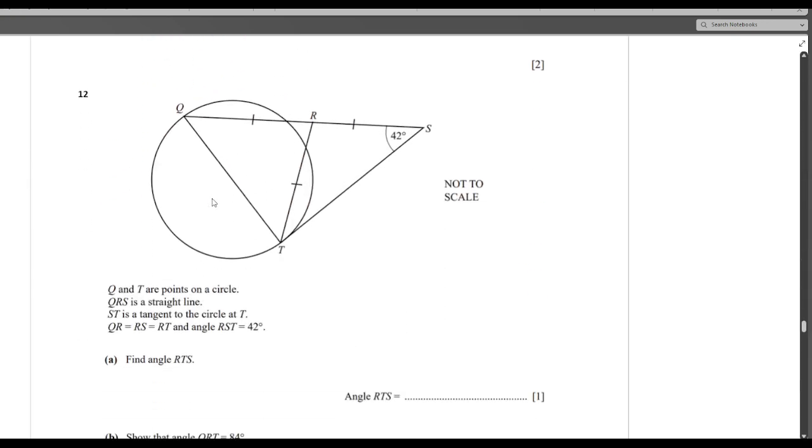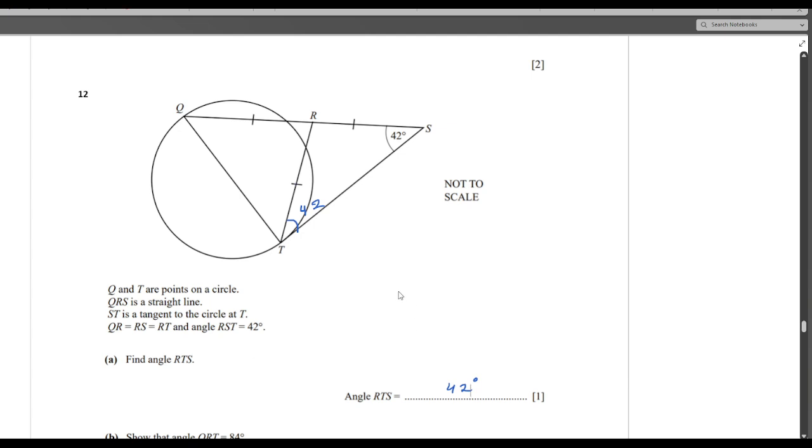Now here, find angle RTS. This angle we need to find out. Now you see triangle RTS. In this triangle, this RT side and RS side are equal. As these two sides are equal, their opposite angles will also be equal. So here this angle T will be 42 degrees. So here RTS will be 42 degrees.